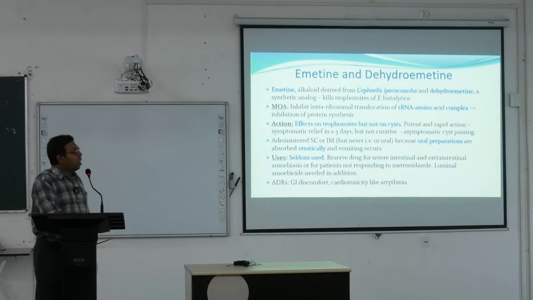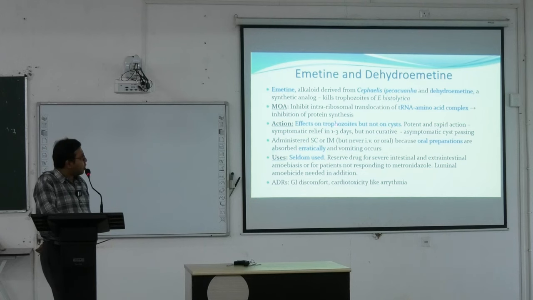These are the alkaloids, emetine and dehydroemetine. They are obtained from ipecac, and dehydroemetine is a synthetic analog. They kill the trophozoites of Entamoeba histolytica. They inhibit the intraribosomal translocation of the tRNA amino acid complex.